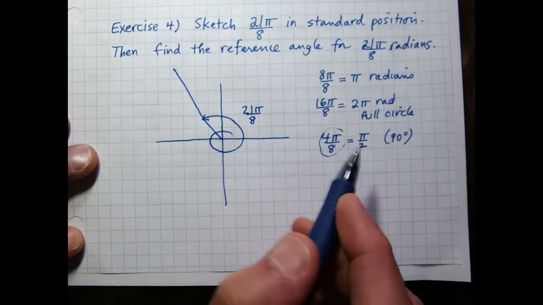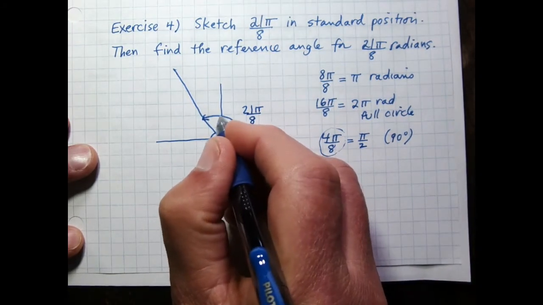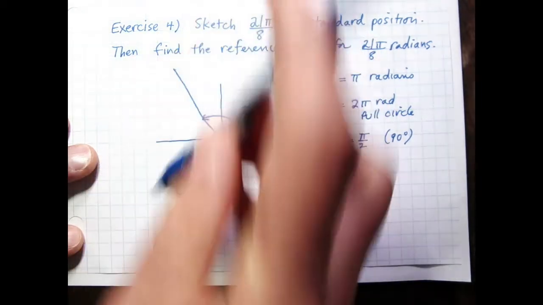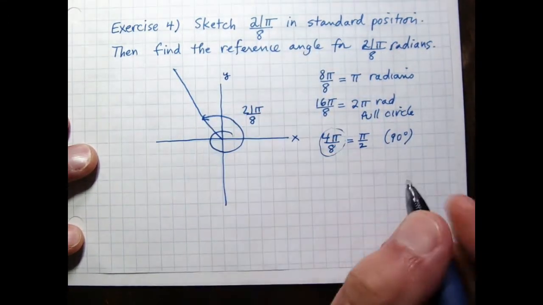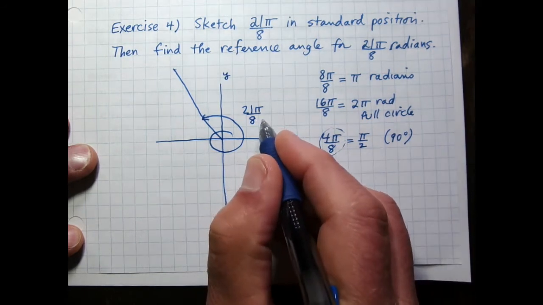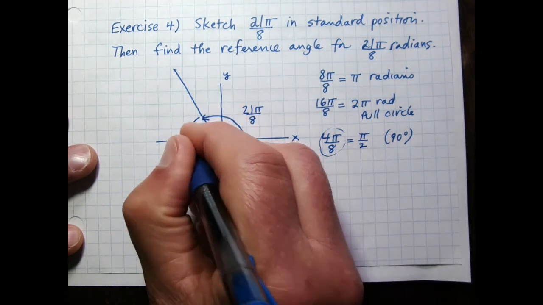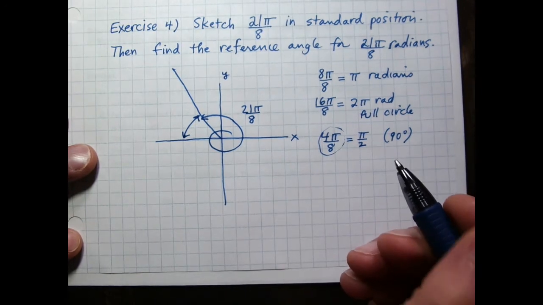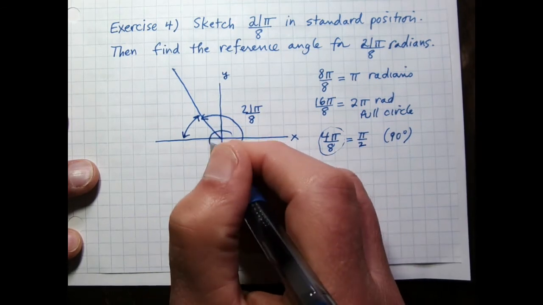Do you see how I counted by 4 pi over 8? 20 pi over 8 would have stopped right at the positive y-axis here, because it would have been full circle plus 90 degrees more, right? 16 plus 4 is 20. So I got 21 pi over 8. And the reference angle is right here. What we want to figure out is, well, what is that?